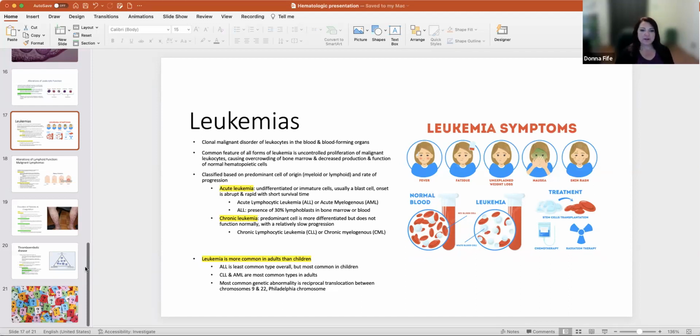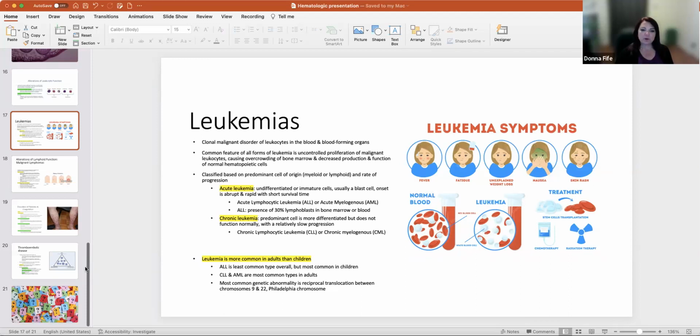Acute leukemia, there's undifferentiated or immature cells, usually a blast cell. Onset is abrupt and rapid with a short survival time. Examples there, we have acute lymphocytic leukemia or ALL and acute myelogenous or AML. ALL, there's a presence of 30% lymphoblasts in the bone marrow or blood. Chronic leukemia, the predominant cell is more differentiated but does not function normally with a relatively slow progression. Chronic lymphocytic leukemia or CLL, or chronic myelogenous or CML.